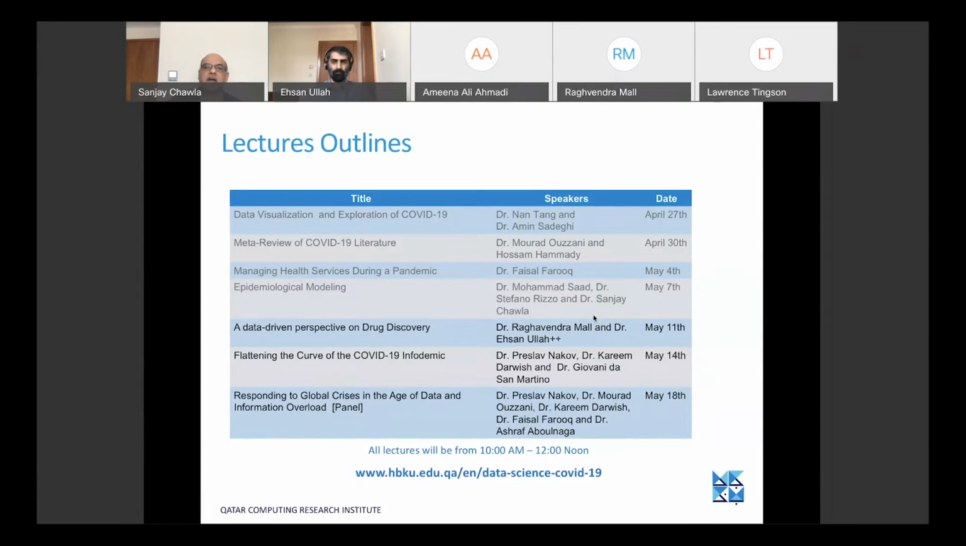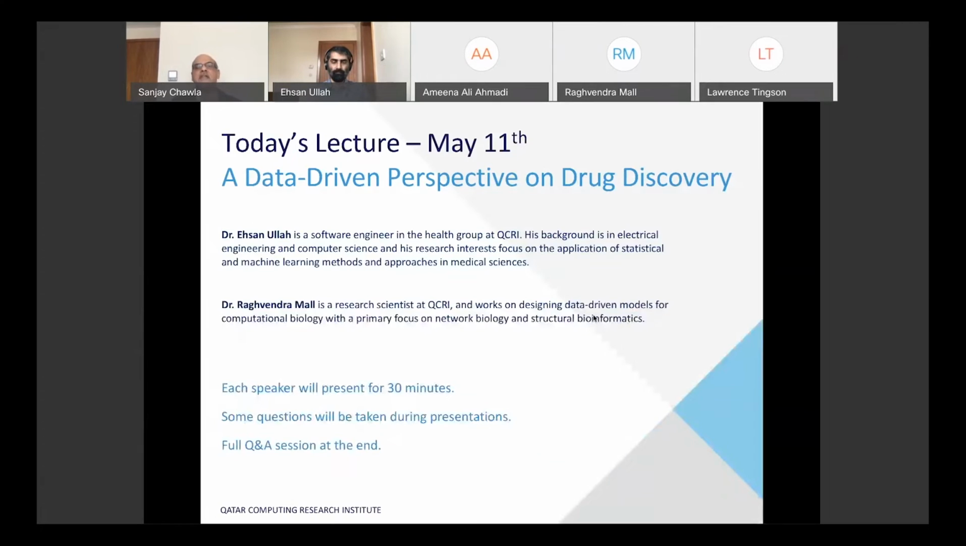So today, we have a very interesting take on a topic where AI and machine learning can really shine. It's a data-driven perspective on drug discovery, and it'll be given by Dr. Ehsan Ullah, who's a software engineer at QCRI, and Dr. Raghvendra, who's a research scientist at QCRI. Each speaker will present for around 30 minutes. As I mentioned earlier, some questions will be taken during presentations, but there'll be more questions, hopefully, at the end of the session. I'll hand it over to Ehsan now to start.